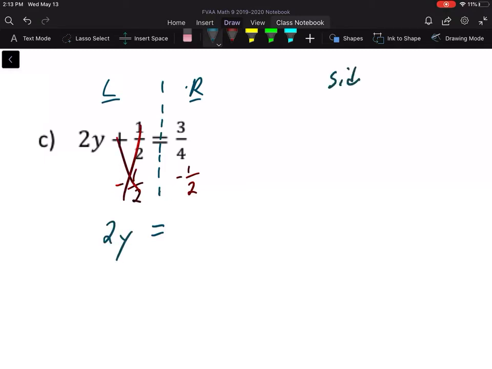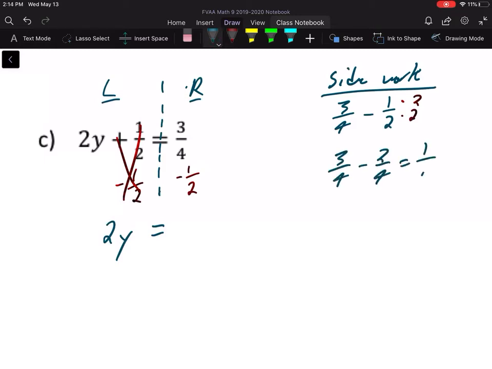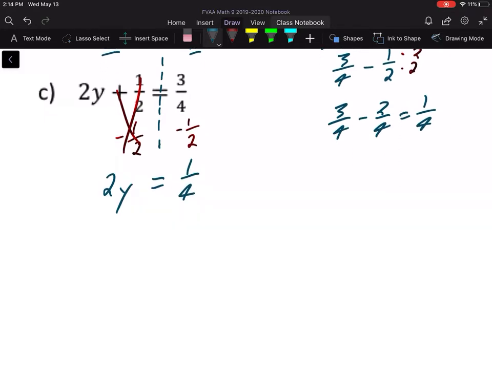And then I'm going to do some side work. And I got 3 over 4 minus 1 over 2. Common denominator, I need to multiply top and bottom by 2. I get 3 over 4 minus 2 over 4 is equal to 1 over 4. So I plug that into my algebra. All right, next, 2 times y. So here, because it's 2 times y, I'm going to divide both sides by 2. All right, 2 over 2 is equal to 1. 1 times y is equal to y, so they essentially cancel out.